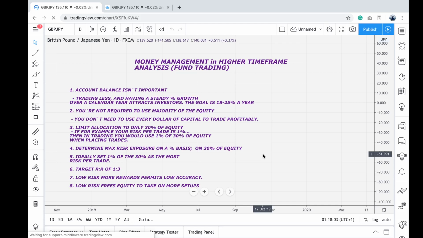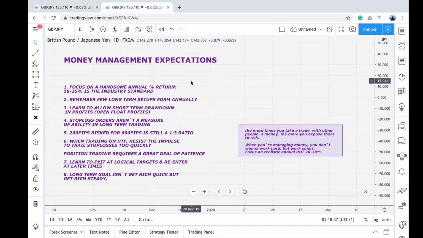Okay, so oftentimes utilizing interest rate differentials can offer really good returns on trades. You could use that concept to take on more trades because now you're taking only 1% of 30% equity per trade. So that is potentially freeing you up with more margin to take on more setups as your rules or as your concept permits you to do. Okay? All right, so now we go to the next slide where we talk about money management expectations.